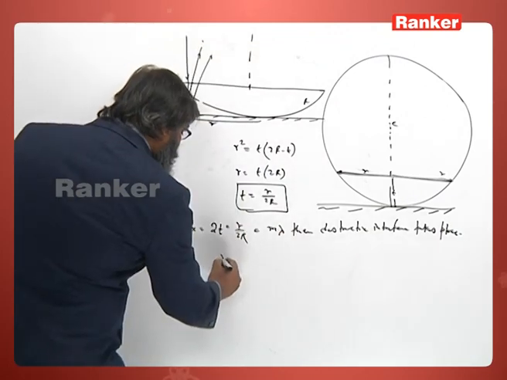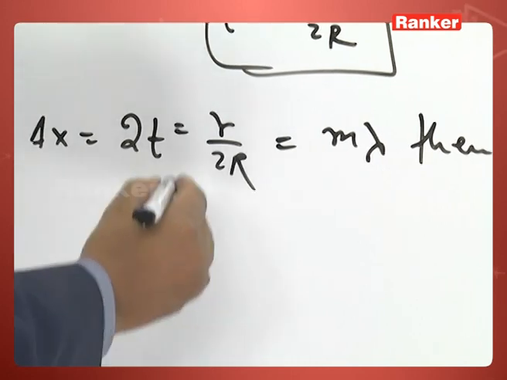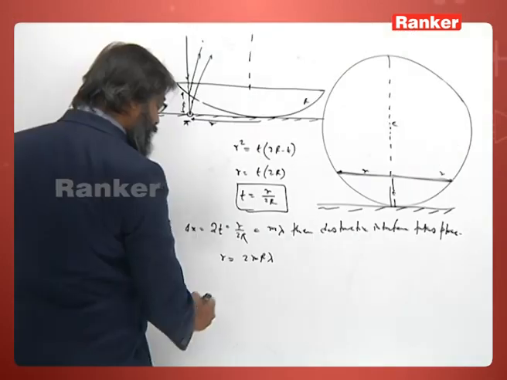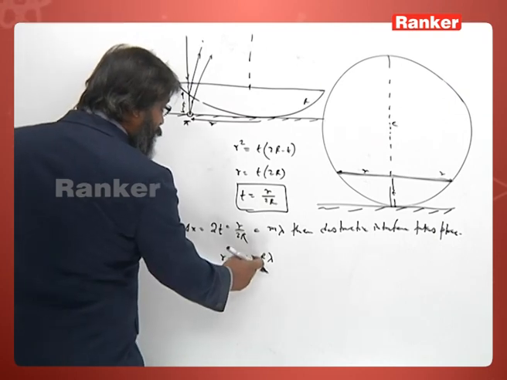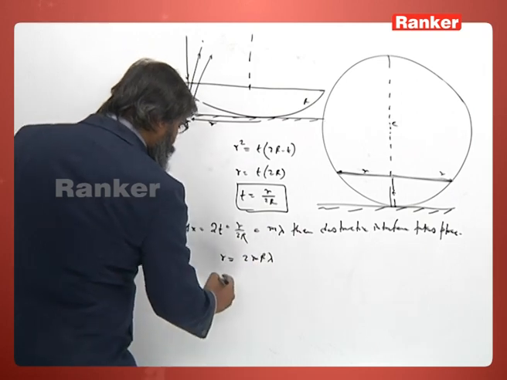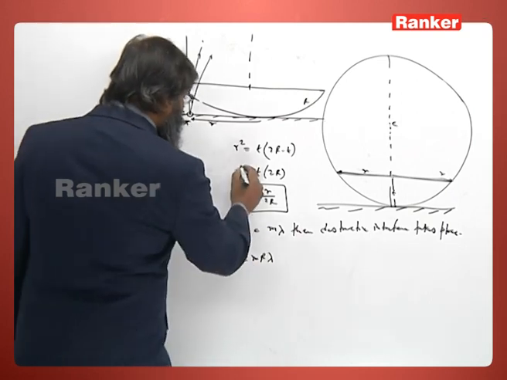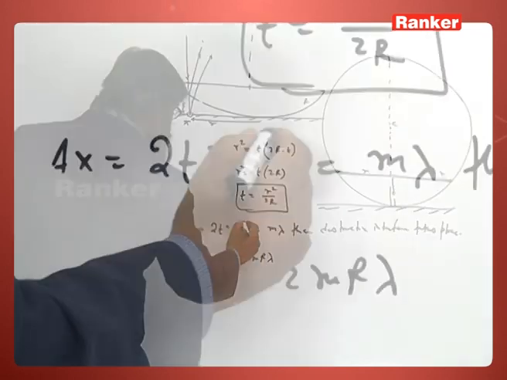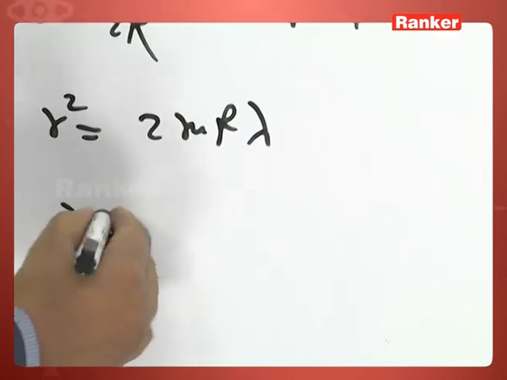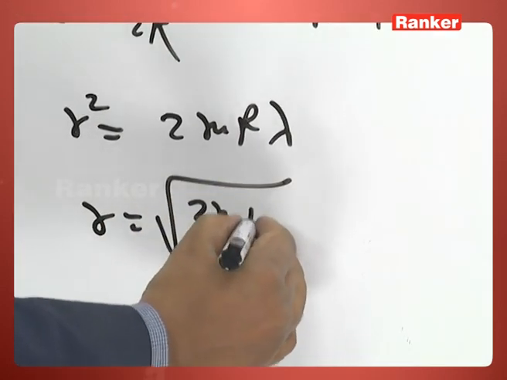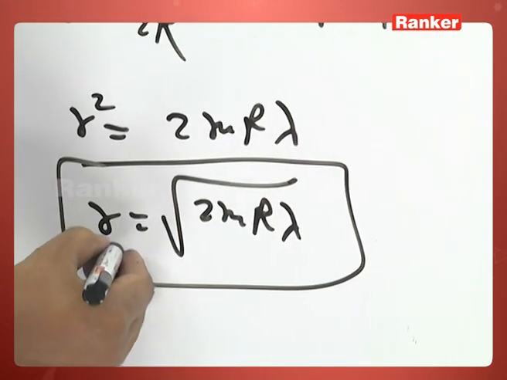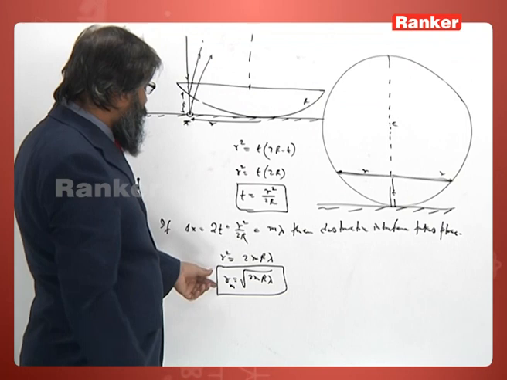What is r in this case? r square becomes m R lambda. When m is equal to 1, then this is R lambda. Sorry, here there is r square. So, r square is this. We can write r will be root over m R lambda. This is the mth distance of the darkness.